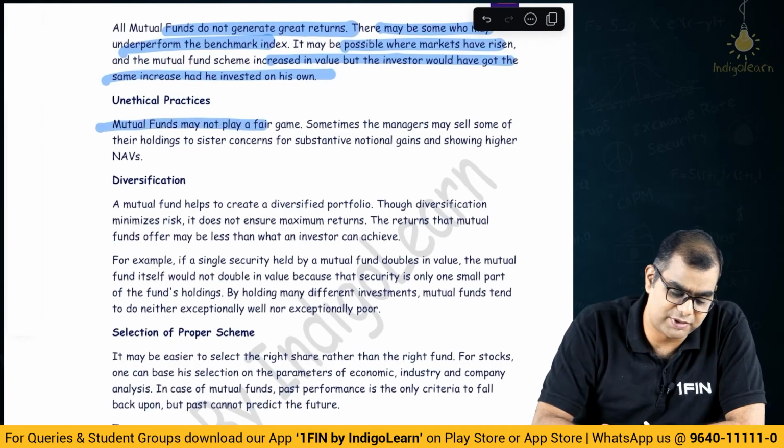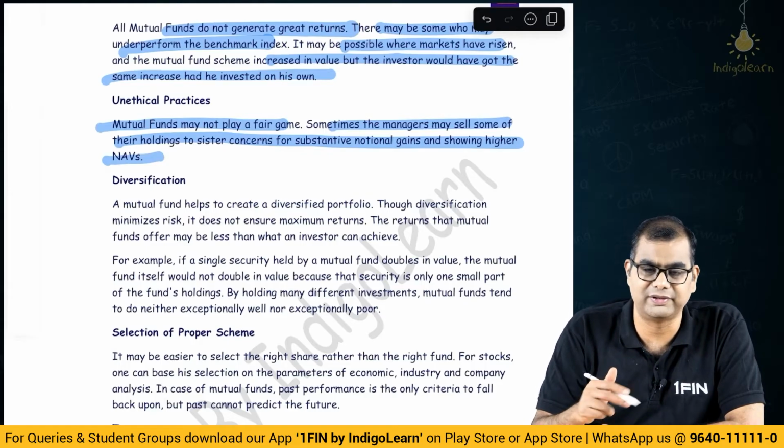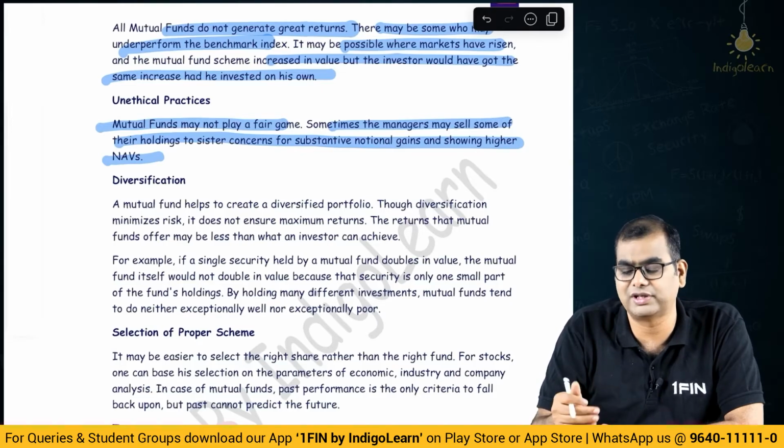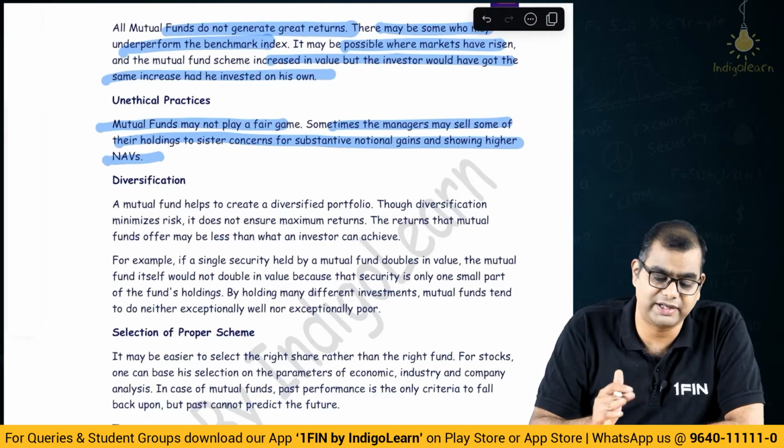Unethical practices: mutual funds may not play a fair game. Sometimes managers may sell some of their holdings to sister concerns for substantial notional gains, showing higher NAVs. So managers also do this kind of tamasha, selling between sister concerns so that they can show inflated NAVs. This has happened. There is sometimes even front running and all of that.